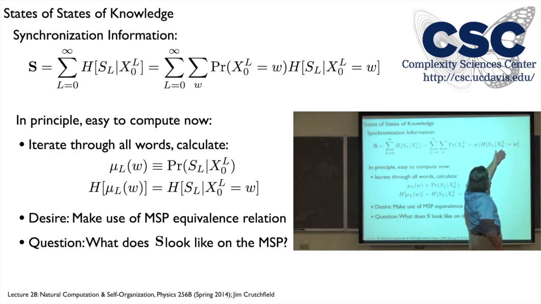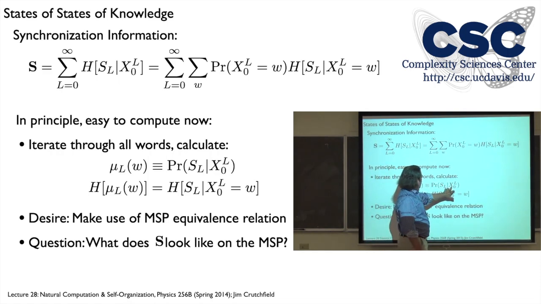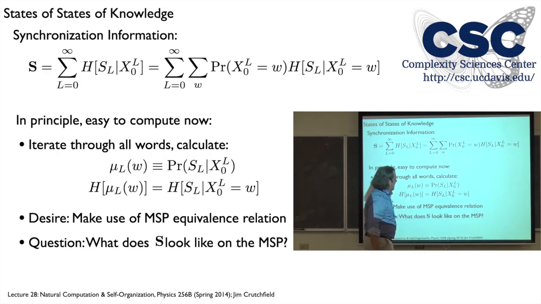We had a history, and we just wanted to look at the mixed state given that. So it should be, in principle, pretty easy to calculate. Basically, you just go through all the words and calculate the mixed states that they induce. So we can get these probabilities, which would go into that H function there.